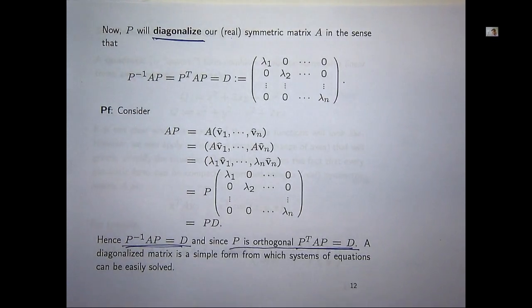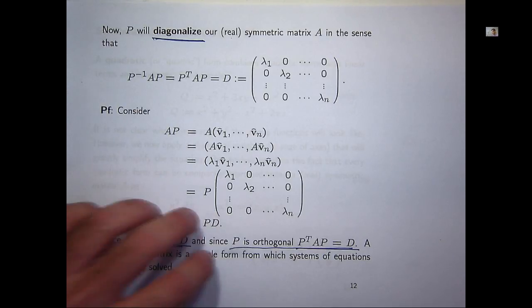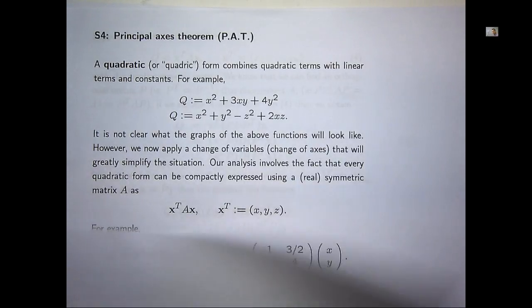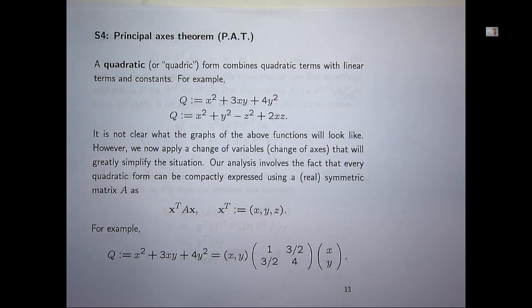Okay, so diagonalizing a matrix is important because it simplifies the calculations involved. You start with a difficult system, you diagonalize the matrix involved, and you get a simple system that you can almost solve just by inspection. So that's the motivation. All right, so let's have a look at some application of these symmetric matrices, these orthogonal matrices, and this diagonalization approach.